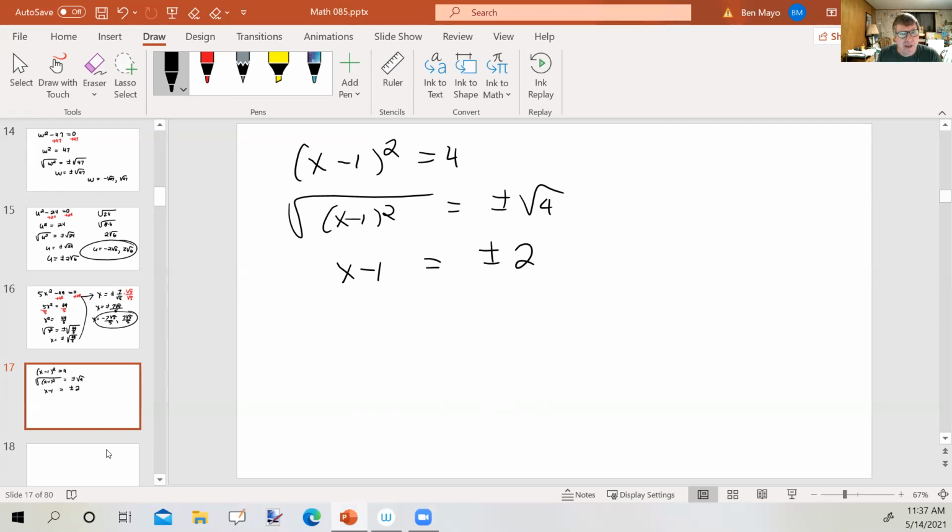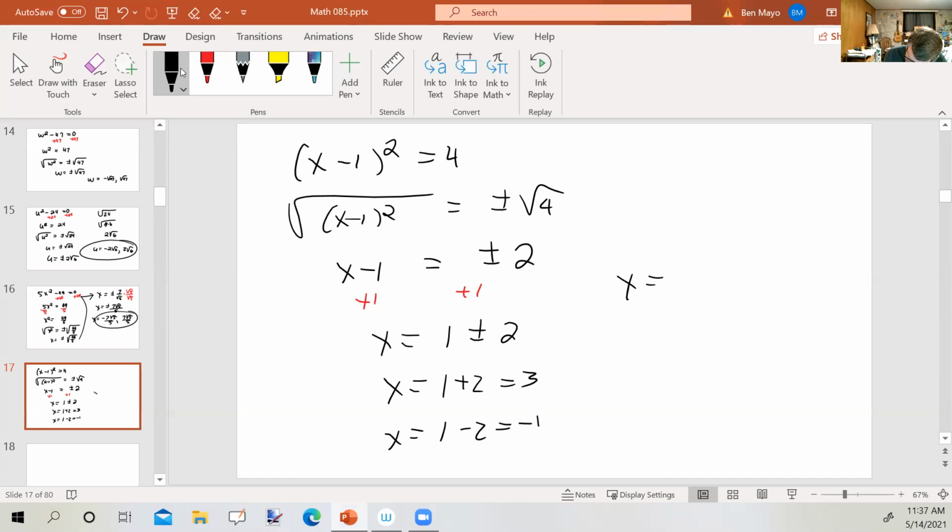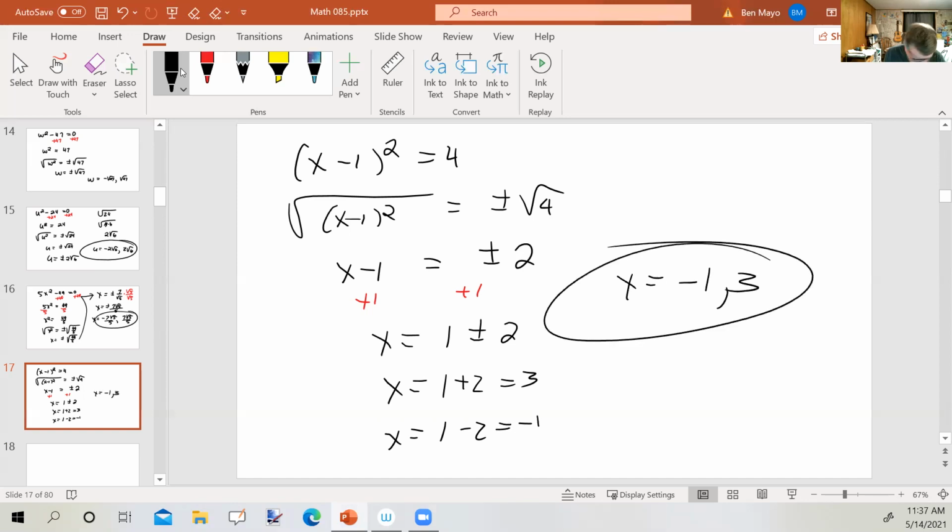But I haven't solved for x completely yet. So I need to add 1 to both sides of the equation. So x equals 1 plus or minus 2. Notice I put the 1 in front, not behind the plus or minus 2. If you put it back there, you might think that that plus or minus applies to the 1 as well as the 2, and it doesn't. So putting the 1 in front, x equals 1 plus 2, which is 3, x equals 1 minus 2, which is negative 1. So x equals negative 1, comma, and 3.